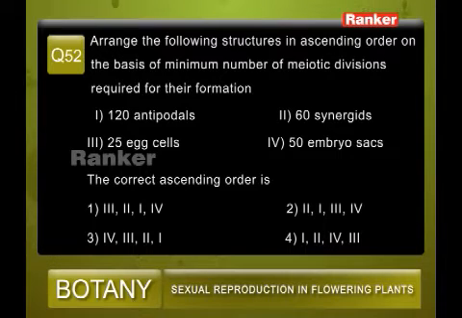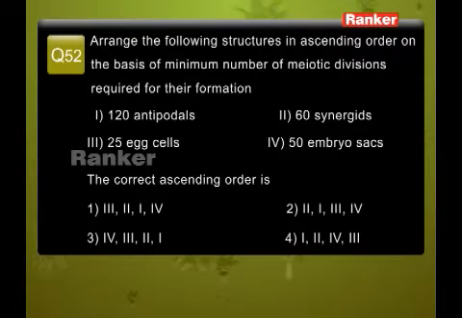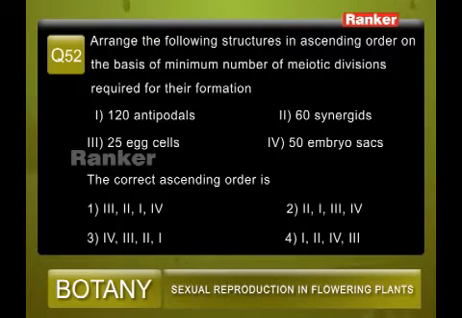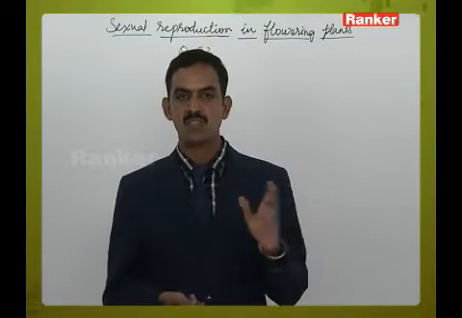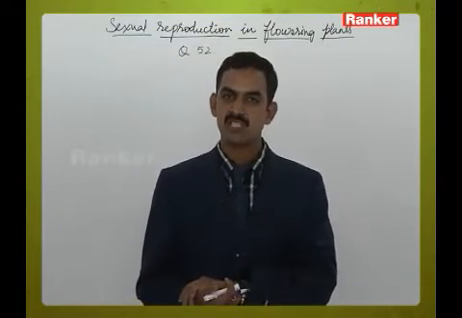for their formation. 1. 120 antipodals. 2. 60 synergids. 3. 25 egg cells. 4. 50 embryo sacs. Okay, here it is related to the structures which are present in the embryo sac.